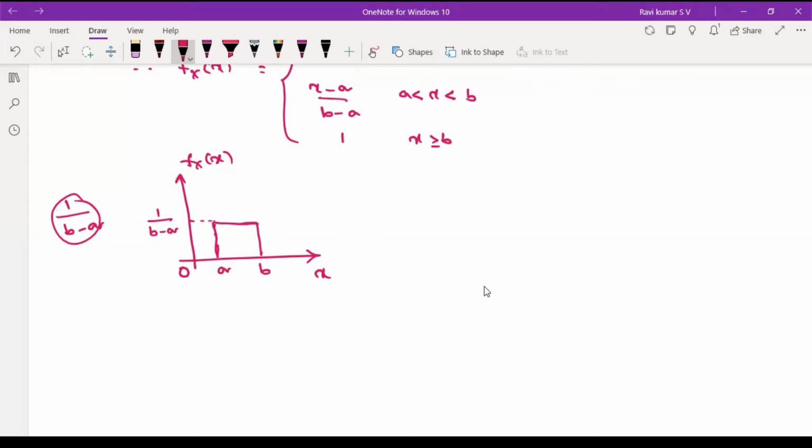Now I am taking the distribution function representation also, F_X(x). What is the value based on this function? You can take the graph here.